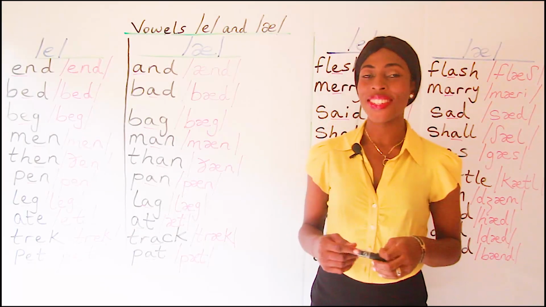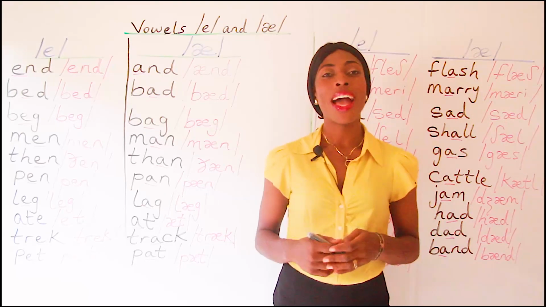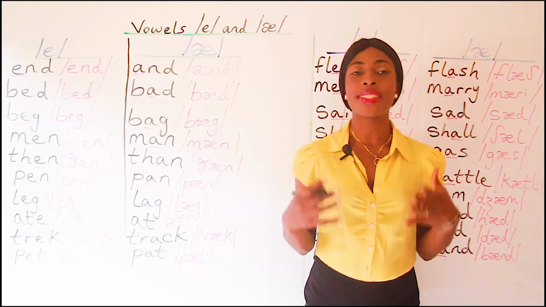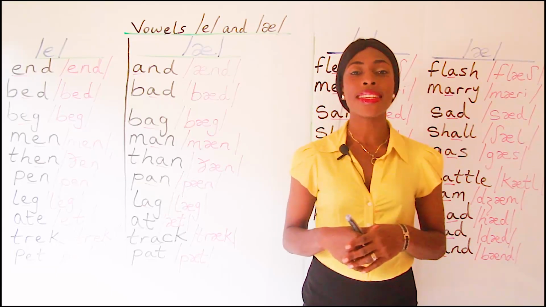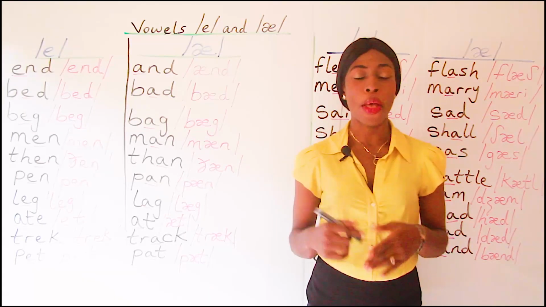Welcome to today's pronunciation lesson on Extra Stars Academy. Our sounds today are very similar: /e/ and /æ/, as in bed and bad.